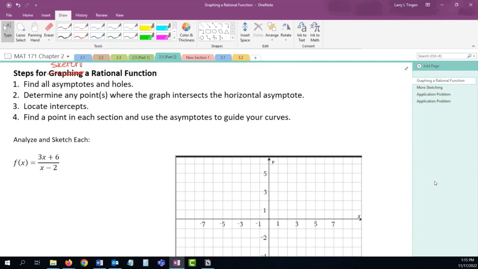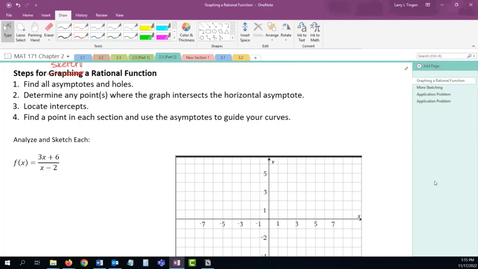So what we are told to do is find all asymptotes and holes. Determine any places where we cross the horizontal asymptote, locate the intercepts, and then find a point in each section and use the asymptotes to guide your curve. That last part we'll talk about more, and I'm going to show you how to take a number line and break it down into each section.